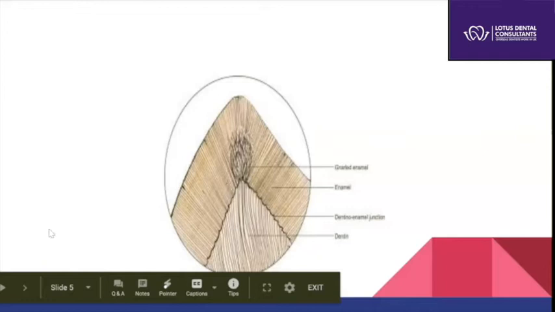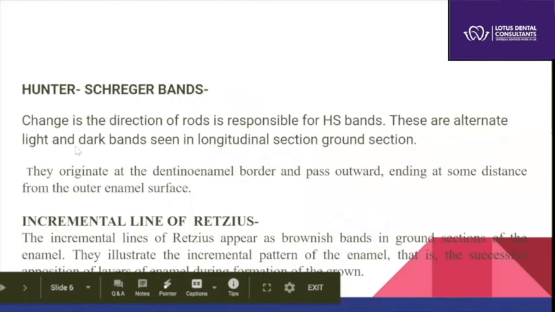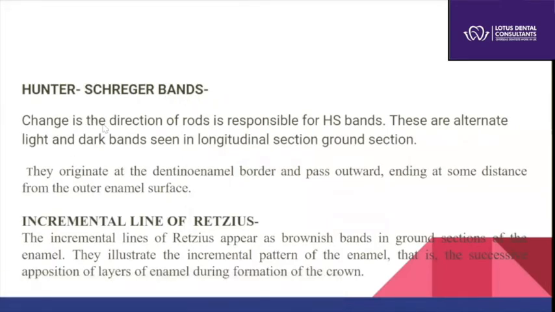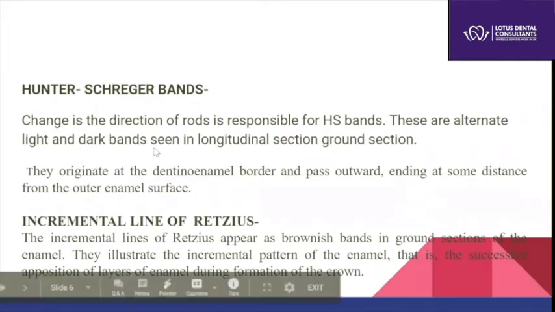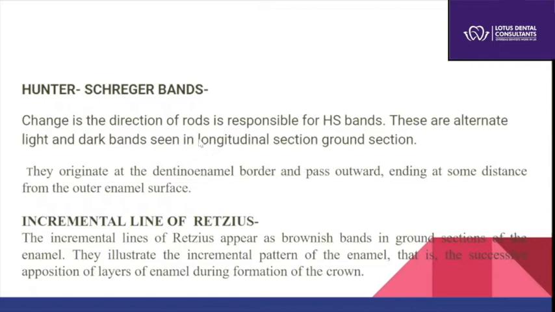Hunter-Schreger bands, or HS bands. These are basically responsible, as we spoke in the earlier part, that rods do not have a straight course. They are intertwined and have an irregular course, which is responsible for HS bands. These are alternate light and dark bands seen in the longitudinal section. This is very important, Aisha. The gnarled enamel is seen in the oblique section, and the HS bands are seen in the longitudinal section.